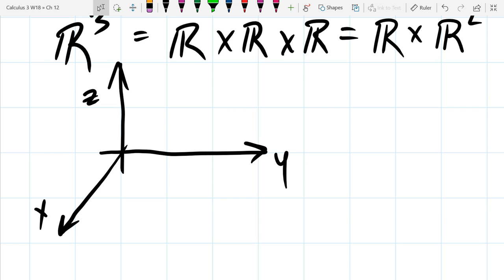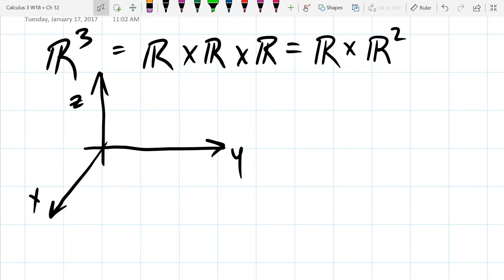So let's talk about some, we'll do some planes first. So here's the easiest plane to visualize. Z equals zero. How would you describe the plane that corresponds to the equation Z equals zero? R squared. So it will be R squared, but just the xy plane. So it's the xy plane.